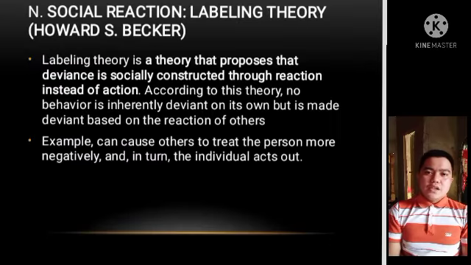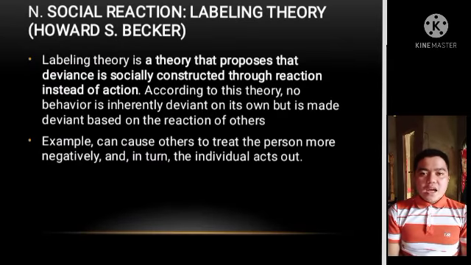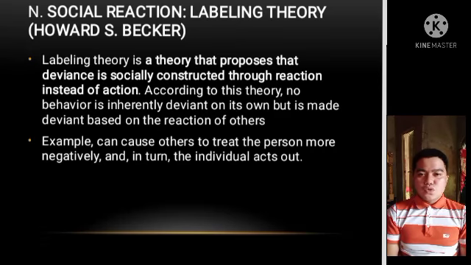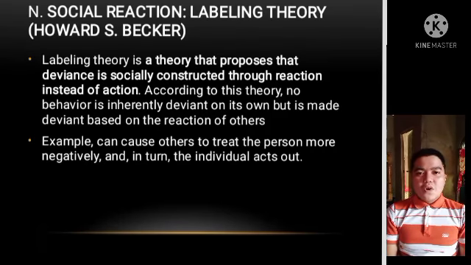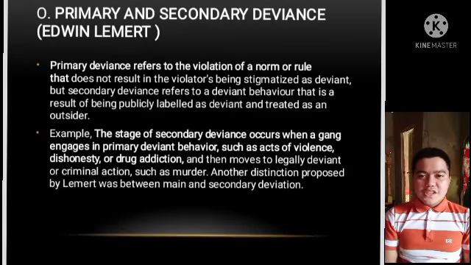And next, social reaction labeling theory, Howard Becker. Labeling theory proposes that deviance is usually constructed through reaction instead of action. According to this theory, no behavior is inherently deviant on its own, but is made deviant based on the reaction of others. Labeling can cause others to treat the person more negatively, and in turn the individual acts out.